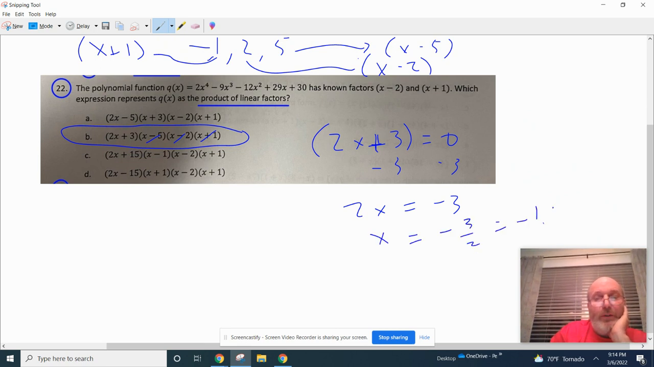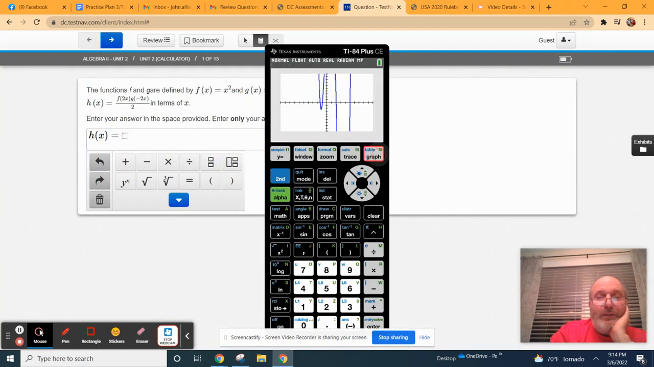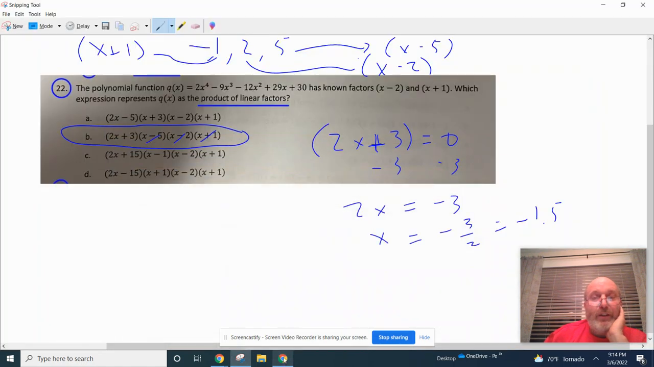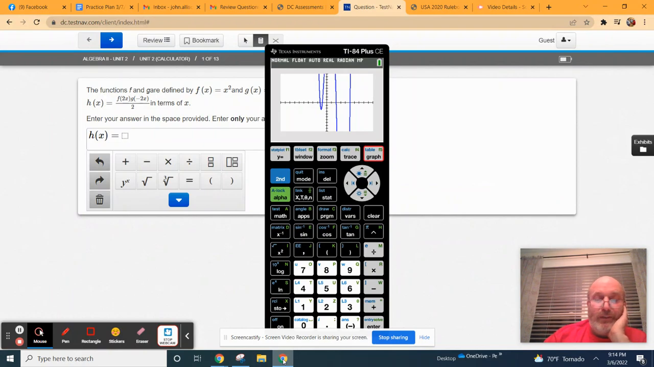That's negative 1.5. If we look back at our graph, we see that this actually does intersect at negative 1 and at negative 1.5. So B is our answer there. So B is our answer for number 22. That's how you do number 22.